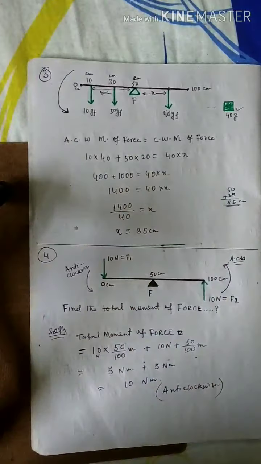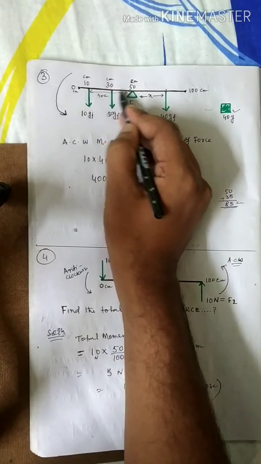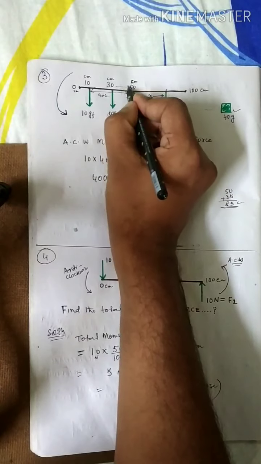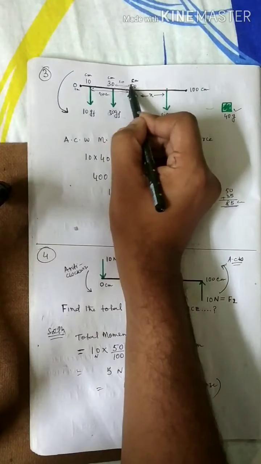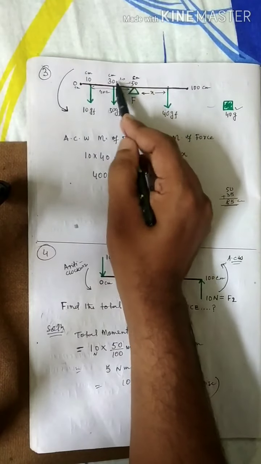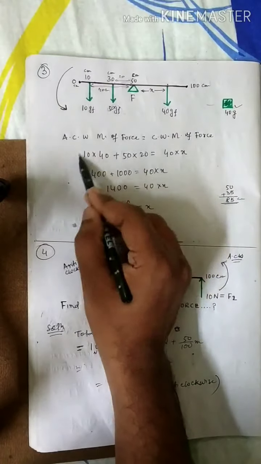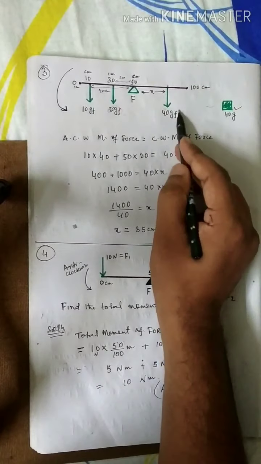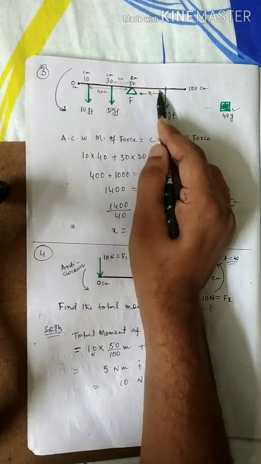Plus this 50 gram force is also put in that direction. From here to here, 30 and 50, this distance will be 20. So the moment of force at that point will be 50 into 20. So this is the anti-clockwise moment. And the clockwise moment is this 40 gram force and this distance x, which we have to calculate. We don't know at what distance we will put it.